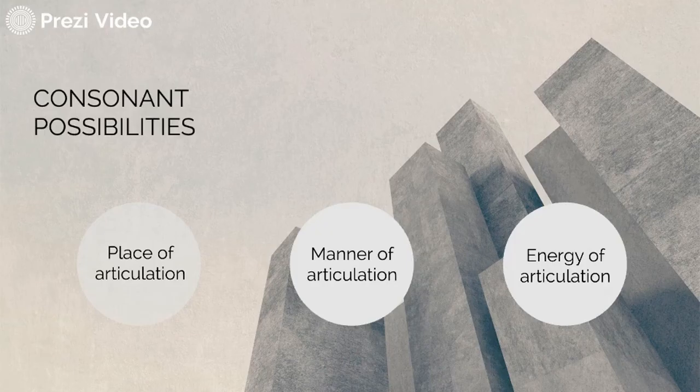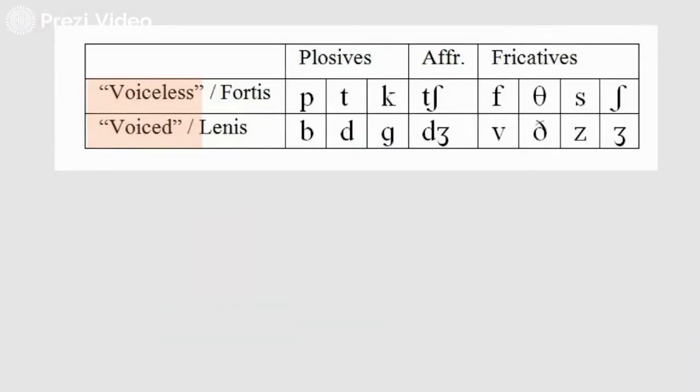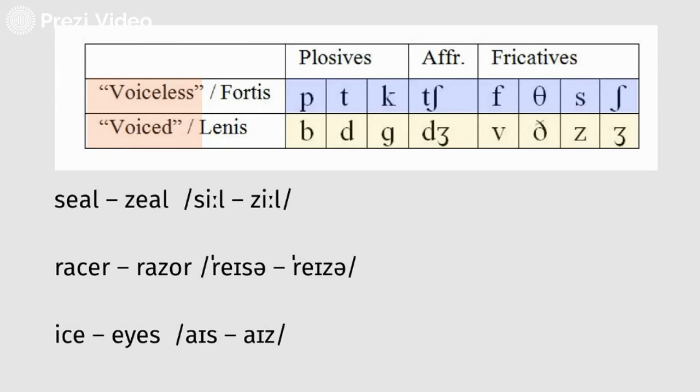Finally, energy of articulation concerns the distinction between voiceless and voiced consonants. This distinction goes only for obstruents, because sonorants, nasal stops, and approximants are potentially voiced in English. In the table up here, the terms voiceless and voiced are put in inverted commas. And that's because voiced consonants in English regularly undergo devoicing and retain full voice only when occurring between vowels and sonorants. Let's take a look at some examples.